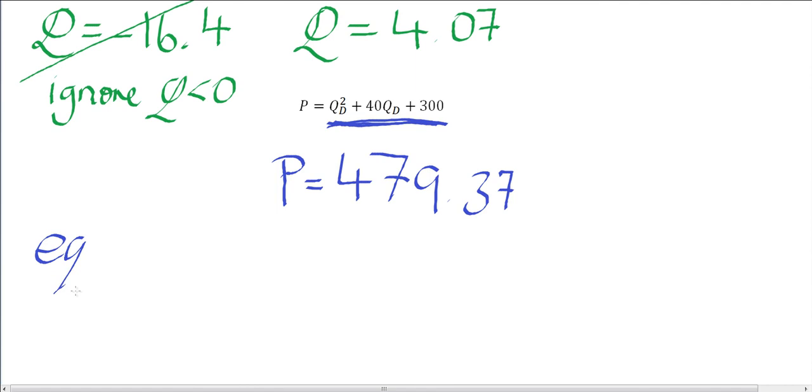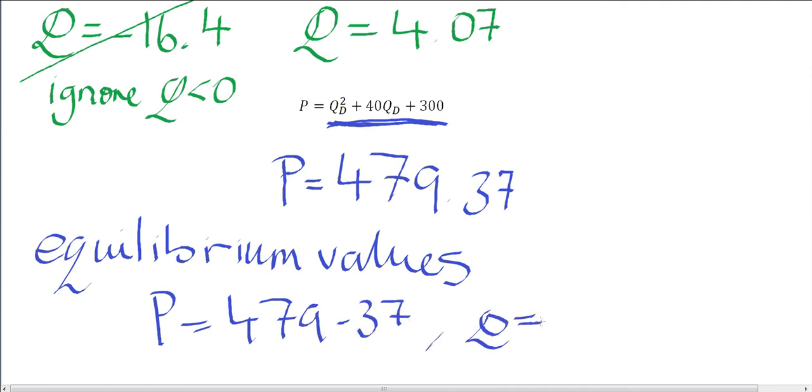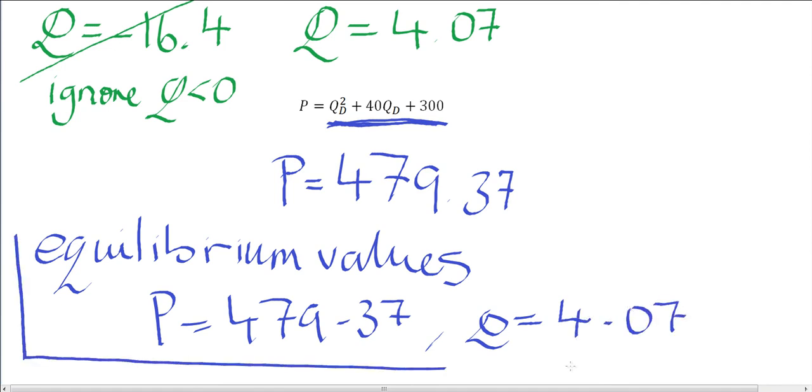The equilibrium, of course you don't need these if you're doing maybe one of the short 20 questions. Equilibrium values, sorry for the bad writing, P equals 479.37, and Q equals 4.07. Draw a little box around it.